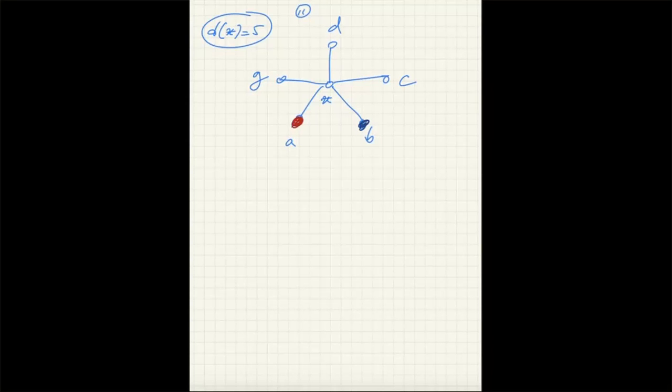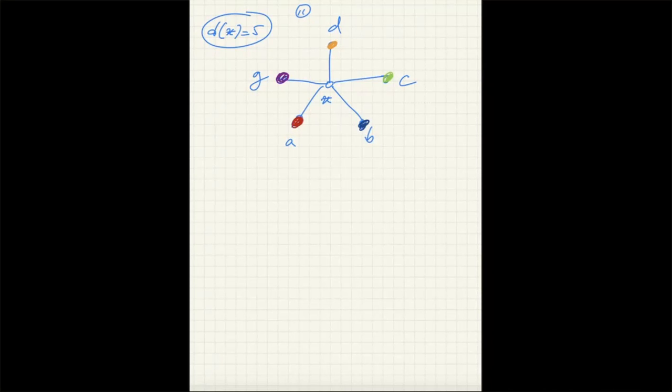So A gets red, B gets blue, C gets green, D gets gold, and G gets purple. Okay, so that's the hardest case. All right. So in this case, what do we do? We don't have a color available for X. So somehow we have to make a color available for X.